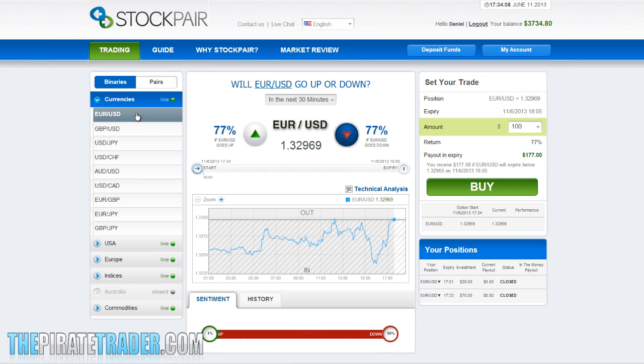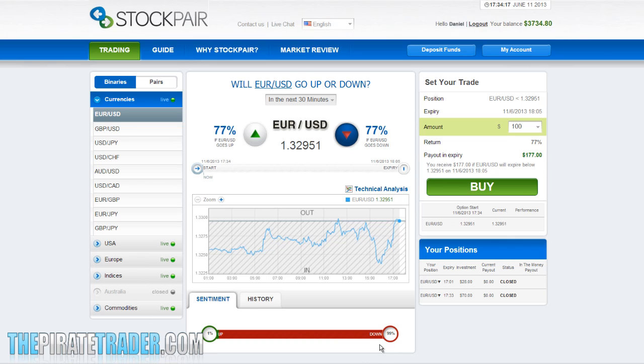We click on the Trading tab, we select Euro USD, we look at the Sentiment tool. Now remember, the Sentiment tool is the most important point in this trading strategy. Don't skip it, it's very accurate. You must always check the Sentiment tool for every trade you submit using my strategy. And with StockPair, because they have so many people trading at the same time on their platform, the Sentiment tool can be a very reliable tool to use.